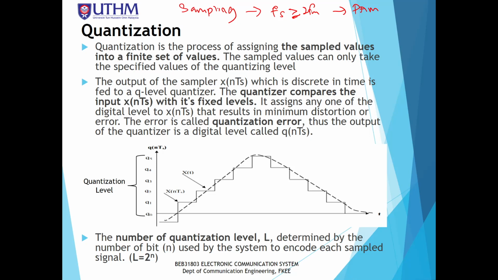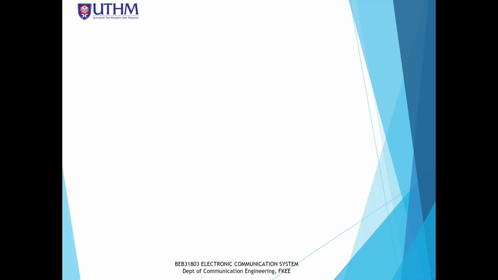Okay, so what happened actually? Something like this. So let me do the drawing. So remember that initially we have the analog signal like this. Okay, so this is the analog input. So this is a voltage versus time. For example, this is V(t), for example.